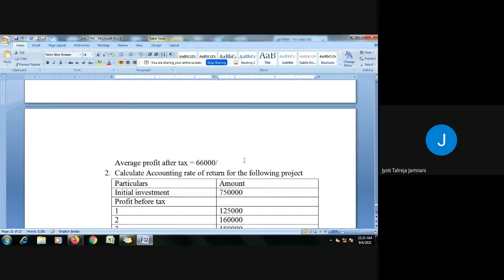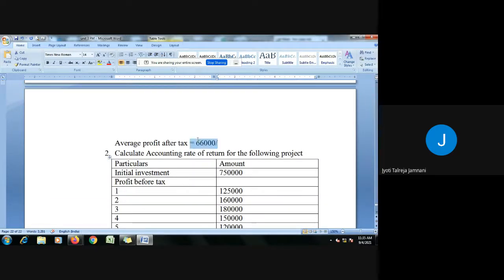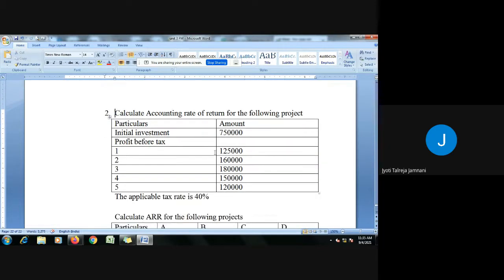Okay, let's start with the next question. Calculate accounting rate of return for the following projects. They have given you initial investment and profit before tax. Just see here carefully. They've given you profit before tax, but we need profit after tax. The formula itself says average profit after tax, that is average PAT divided by the average investment into 100.